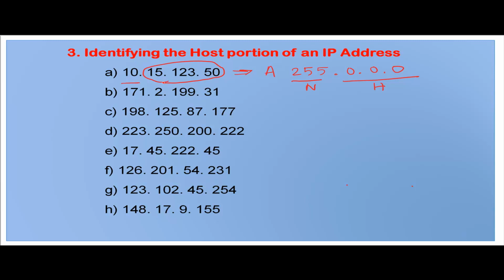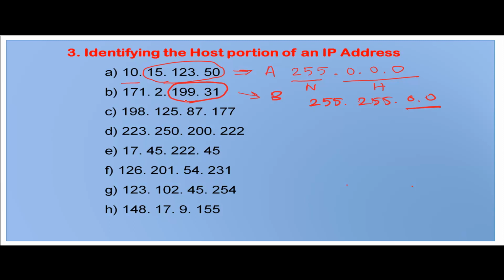Now I'm going for 171.2.199.31. So 171 is going to be class B. For a class B IP address, the subnet mask is 255.255.0.0. In that case, the last two octets are going to be our host. So 199.31 is going to be the host part.